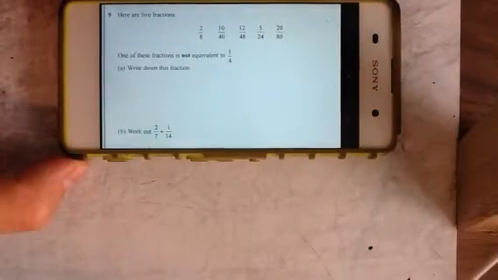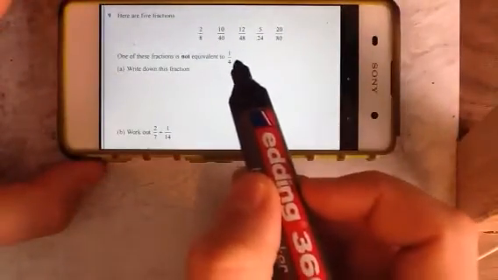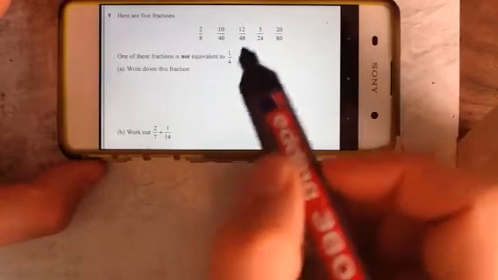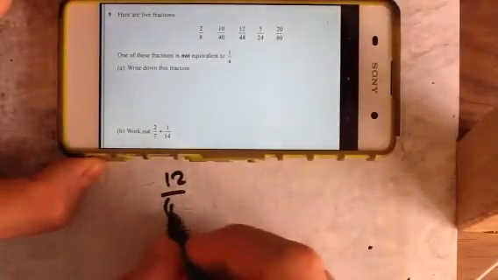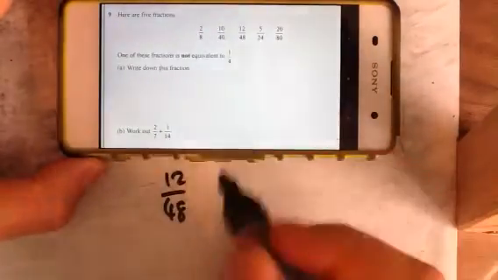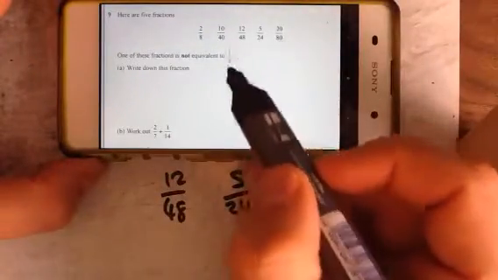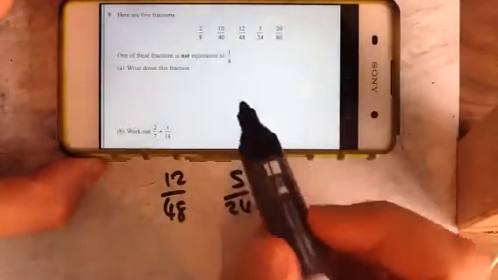Here are 5 fractions. Which one of these fractions is not equivalent to a quarter? So let's do this. A quarter, times the top and the bottom by 2, you get 2/8. Times the top and the bottom by 10, you get 10 over 40. 12 over 48, I'm going to write that down because that's a little bit harder to work out. I'll consider it later. 5 over 24, I'm going to write that down. 20 over 40, I times it both by 2 to get 2/8, and then times it by 10 again. So let's work out these two.